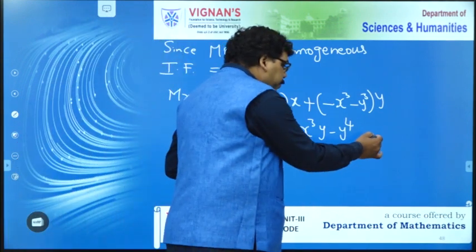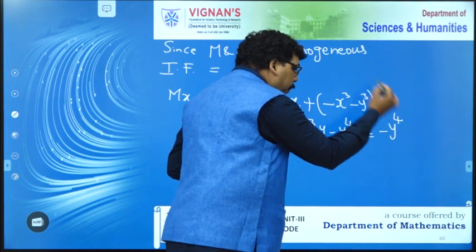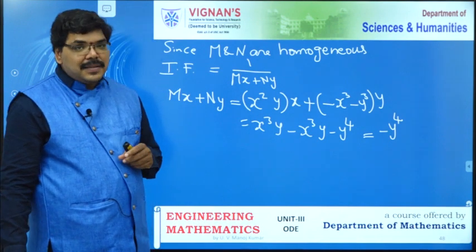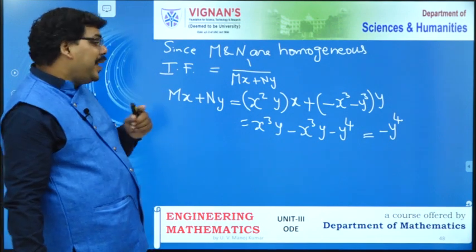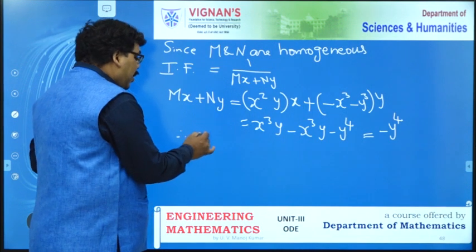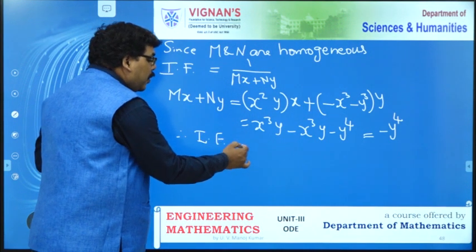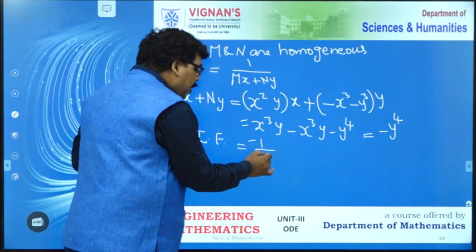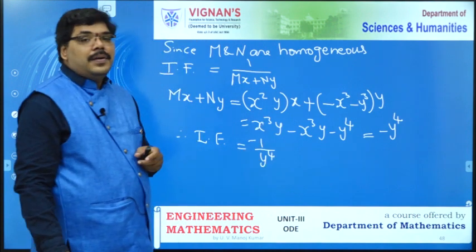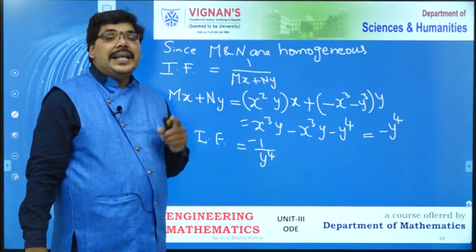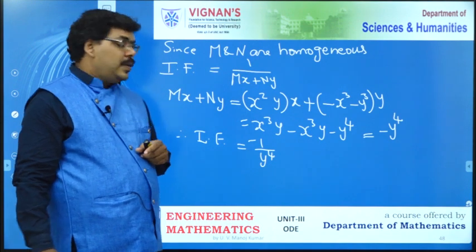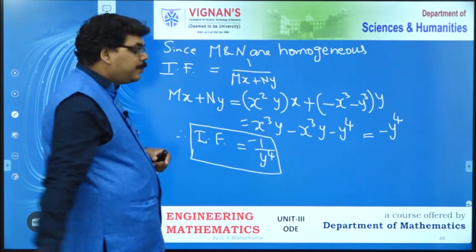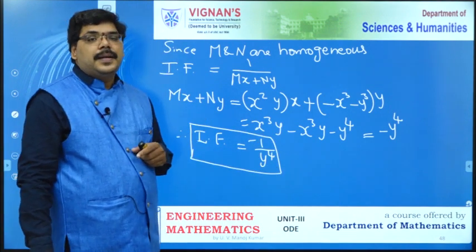So what remains? So what is your integrating factor? It is 1 by Mx plus Ny. Therefore, the integrating factor is equal to 1 by minus y power 4, or minus 1 by y power 4. So our integrating factor is minus 1 by y power 4. Integrating factor calculated. What to do next?